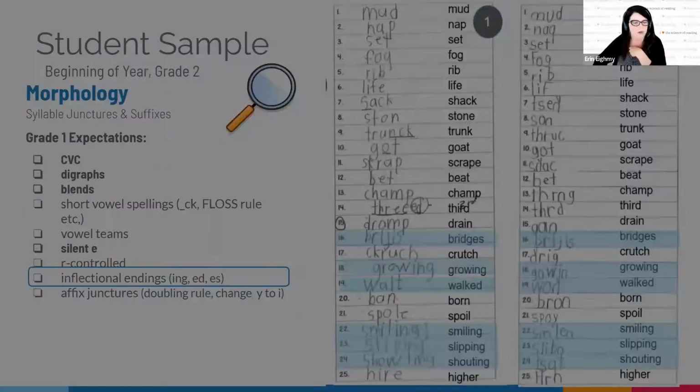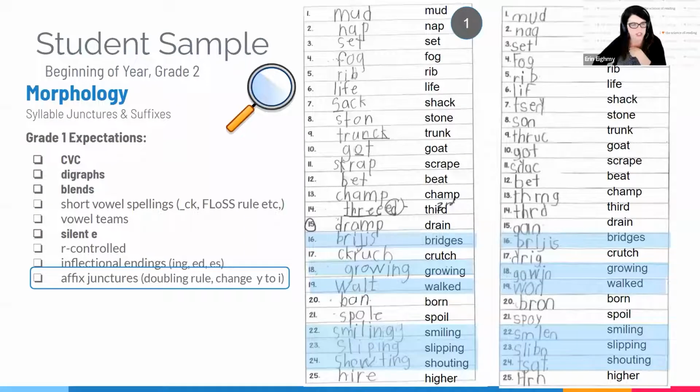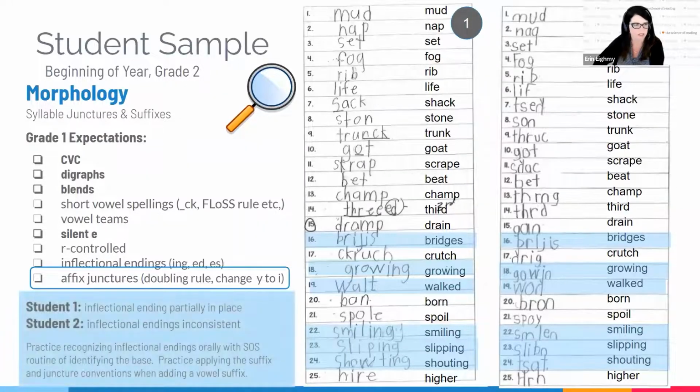So student 1 has a deeper understanding of ing and has applied that regularly. Also has a juncture point here for smiling, which is correct. Whereas student 2 still is phonetically spelling all of the suffixes and is spelling the ing suffix in multiple different ways. So definitely student 1 and 2 have different needs in terms of morphology. Student 1 has those inflectional endings partially in place, but student 2 needs some more consistent work with that.